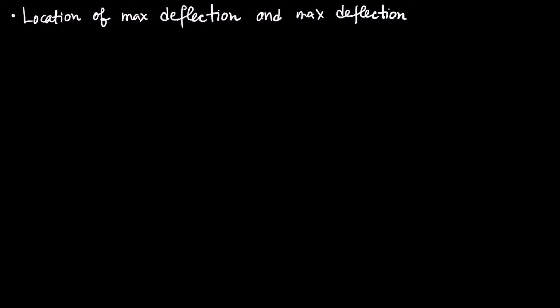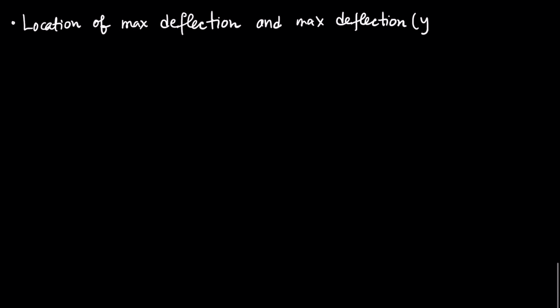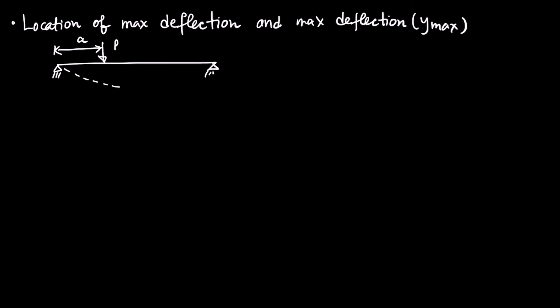Now let us calculate the location of maximum deflection and the maximum deflection y max. Now we have this simply supported beam, and there is point load P at a distance of a from the left hand side. So the location of maximum deflection, let this be y max, will occur when the slope, dy by dx or theta, is 0.